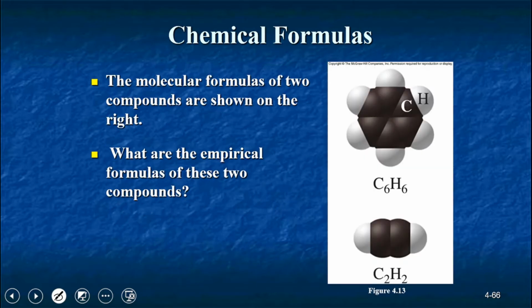Here are two structural representations. This is what we call the space-filling models of two compounds. Notice that they are different compounds. They have different numbers of carbons and hydrogen atoms.